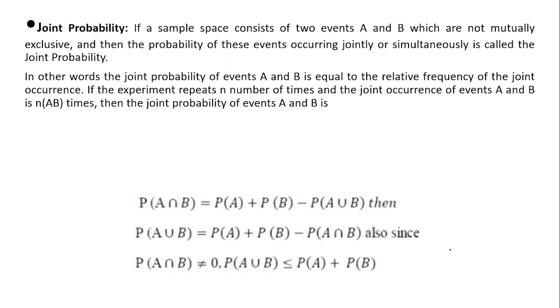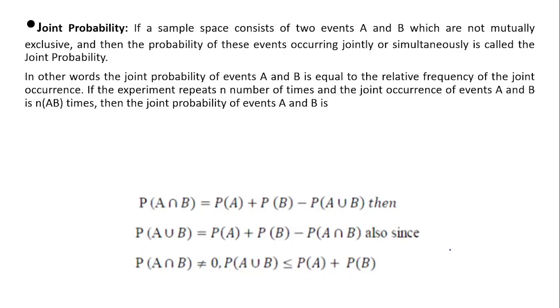Okay, so here joint probability states that we are having a sample space S. In the sample space, we are having two events A and B, which are not mutually exclusive. Why are we using not mutually exclusive? Mutually exclusive events means there is no common part between the two events. If I say not mutually exclusive, it means there is a common part between A and B. So that common part is the requirement for us.